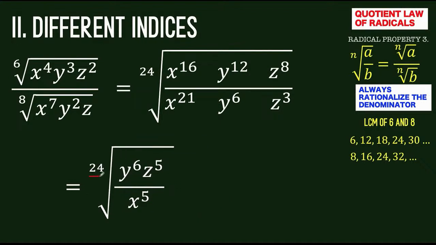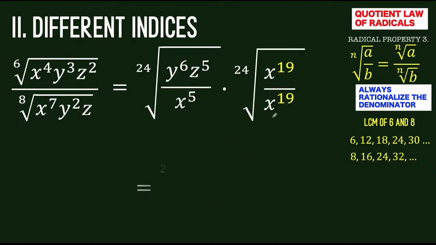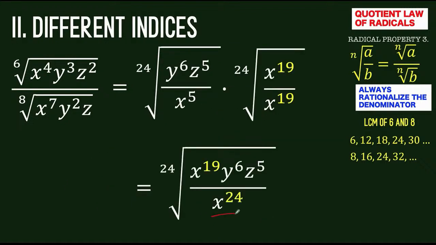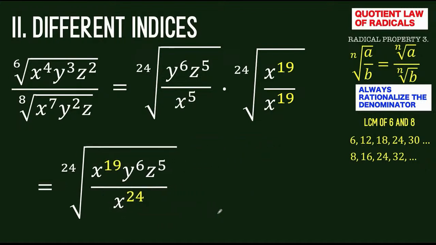Notice that the index is 24, the exponent is 5. From 5 to get 24, we need 19. So we need to multiply both sides by x to the 19th. So that x to the 5th times x to the 19th is equal to x to the 24th. Just multiply the numerators. X to the 19, copy y to the 6, copy z to the 5th. But the 24th root of x to the 24th is x. So we are now free with radical in the denominator.